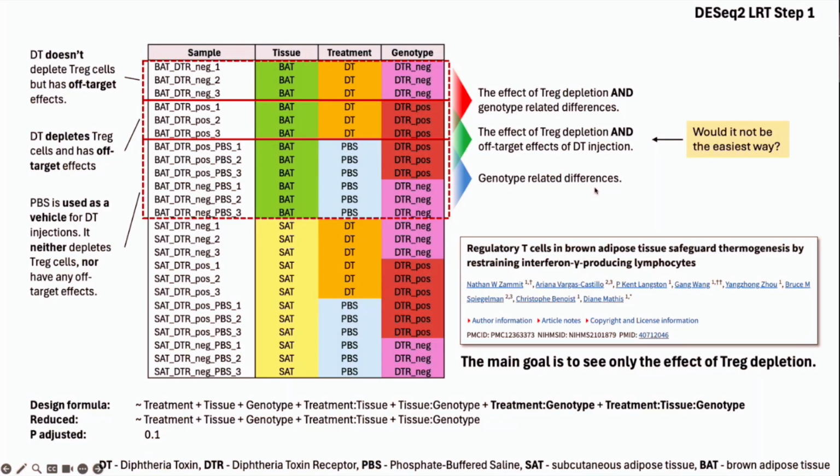So how would we get only the genes that were changed because of the Treg depletion? In our pipeline, the way I was able to do it is to run the LRT test with this design formula and with this reduced formula. So this design formula shows that we want to make DESeq estimate all of the changes caused by treatment, tissue, genotype, interaction between treatment and tissue, tissue and genotype, treatment and genotype, and all three of them. And the reduced formula excludes these two terms. That means we want to see all of the genes whose expression pattern was changed due to these two terms.